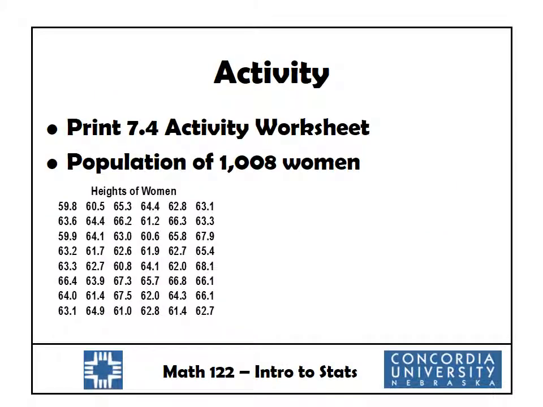So the first thing for this activity is you're going to print the section 7.4 activity worksheet. It contains 3 pages. The very last page consists of a whole bunch of numbers looking something kind of like this. This is only a small portion of that list. But each one of these numbers represents the height of a woman. So our first woman here is 59.8 inches, our next is 63.6 inches, and so on. So there's a total of 1,008 women in this population. And we're going to try to answer some questions about these heights.